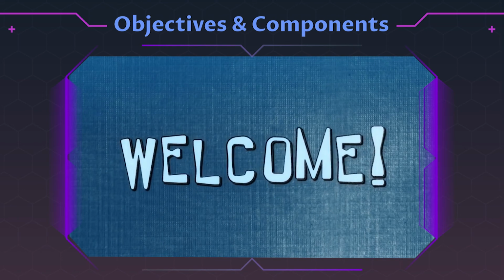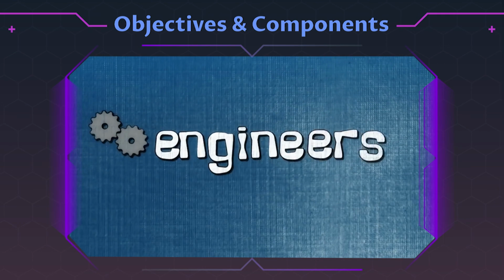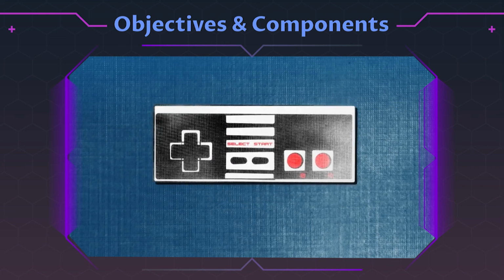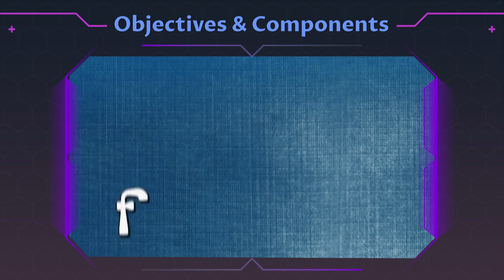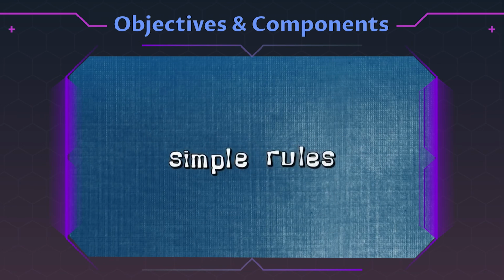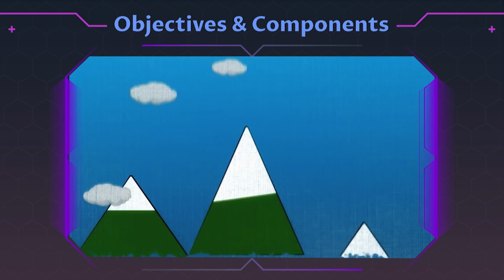Welcome. In this video we talk about fuzzy logic, a tool engineers and scientists use to add intelligence into robots, video games, and even household appliances. Fuzzy logic is fantastic as it solves complex problems by using simple rules. Let's see how an intelligent robot tackles the challenging task of boiling an egg using fuzzy logic.